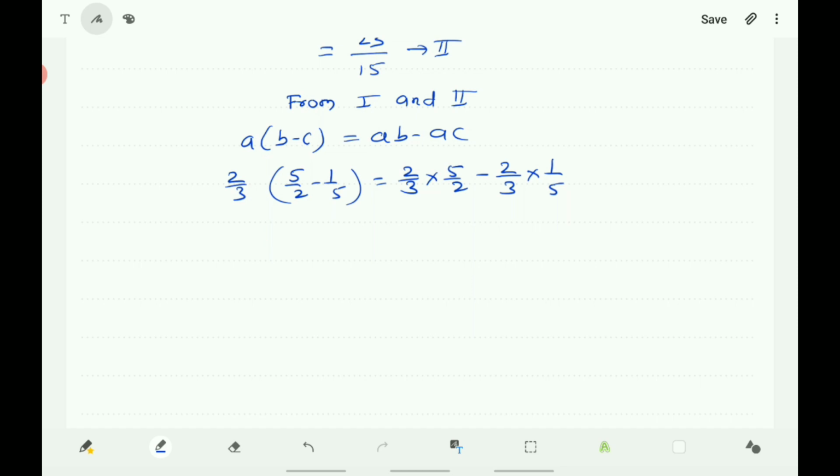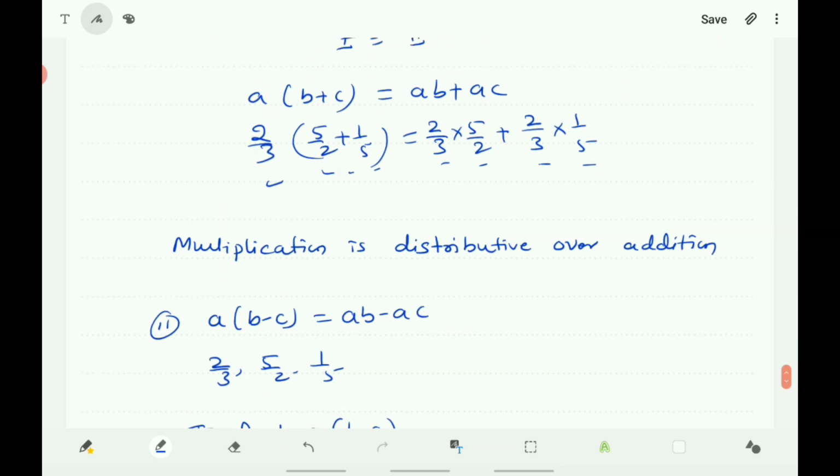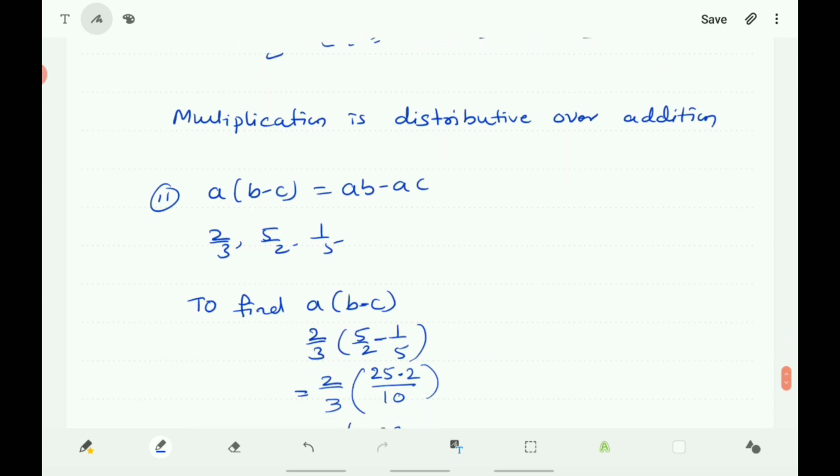Now here you know the distributive property of multiplication over addition and over subtraction. In both the cases, you got the result that multiplication is distributive over addition and also over subtraction.